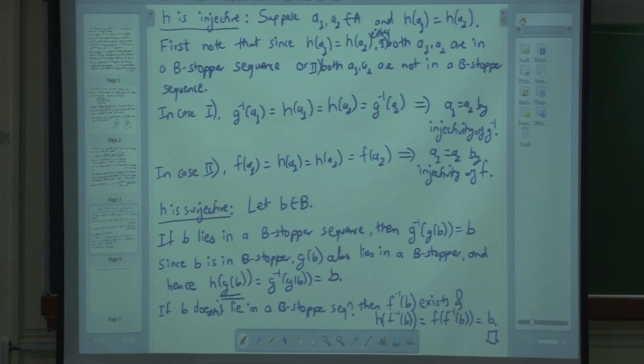And what does it mean? These two lines? Okay. So if b doesn't lie in a B-stopper sequence, then the sequence can be continued backwards at least by one step. Either it could be doubly infinite, or it could be an A-stopper, but we can go one step back. So what is the meaning of going one step back from b? It has to be f inverse. So f inverse of b exists, and therefore h of f inverse of b is equal to b. Now I understand when you look at this proof for the first time, it's quite confusing.